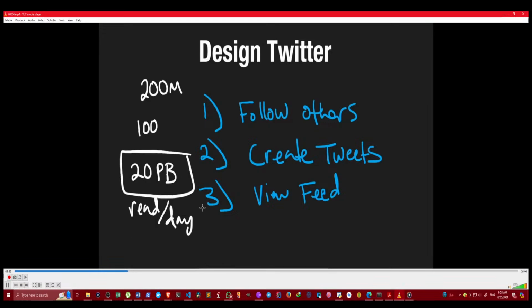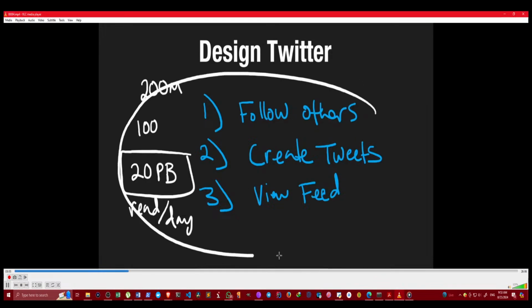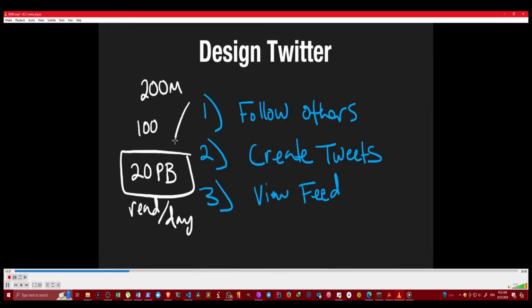Now, it's no surprise to us that this is going to be a read-heavy system. This is kind of hinting to us what type of storage solution we should use. We probably don't need to be strongly consistent. Eventual consistency is enough. And that brings us to how much are we going to be writing per day?